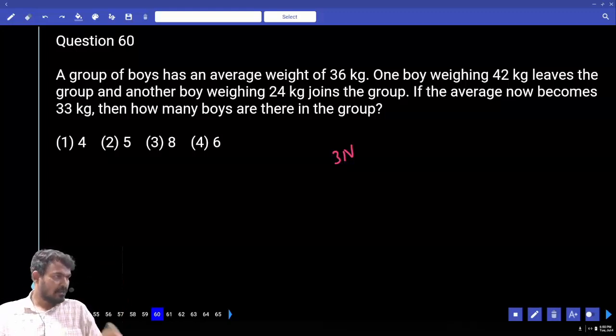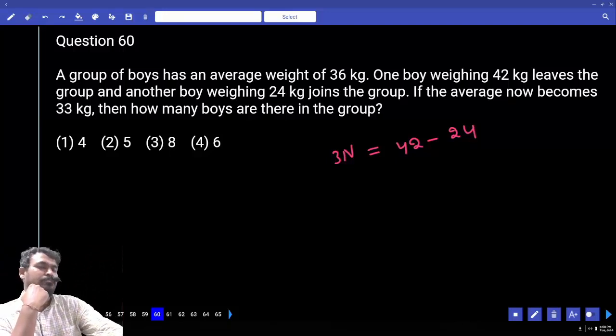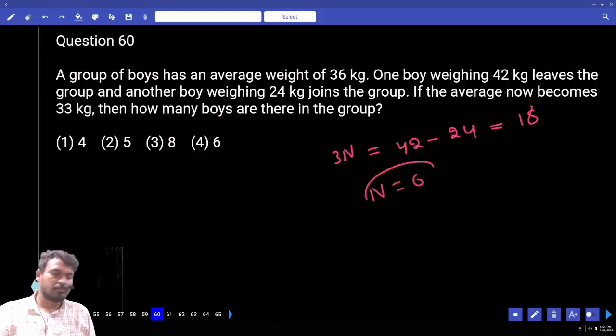Yes or no? It also represents the difference between the joined person's value and the left person's value. What is the left person's value? 42. What is the joined value? 24. Because the left person's value is more than the joined value, the sum will decrease and the average also decreases. That 3n represents which one? The left person's value minus the joined person's value. 42 minus 24. What is the difference? 18. 3n equals 18. n equals 6.